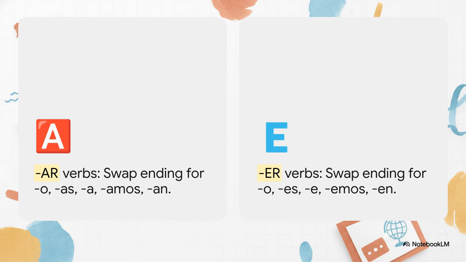For our new ER verbs, we're essentially just swapping that a out for an e. So the endings become o, s, e, emos, and en. And hey, look at the yo form at the very top of the list. The absolute best part is that the ending for yo, meaning I, remains exactly the same for both. It's just an o. Brilliant, right?